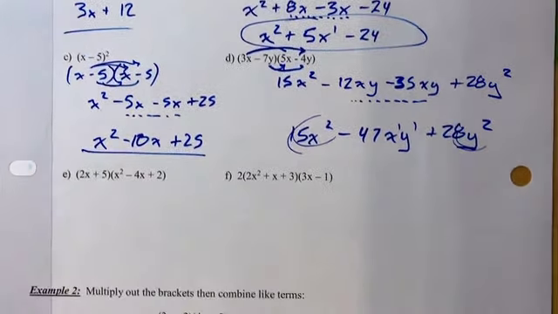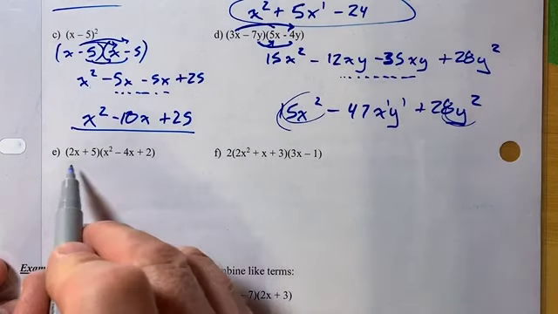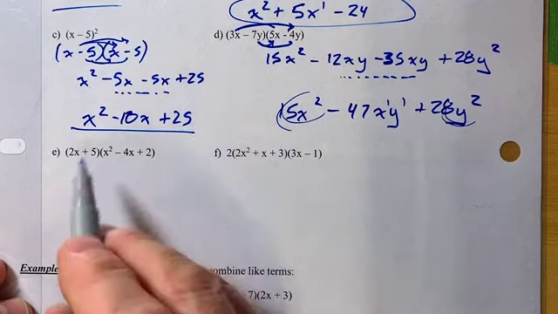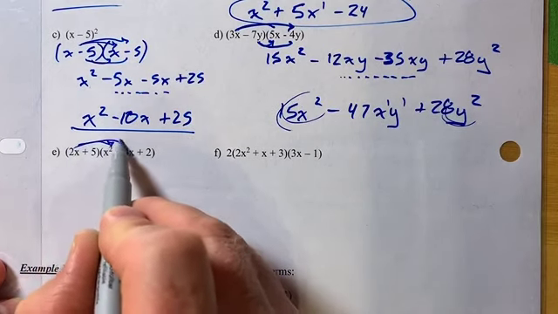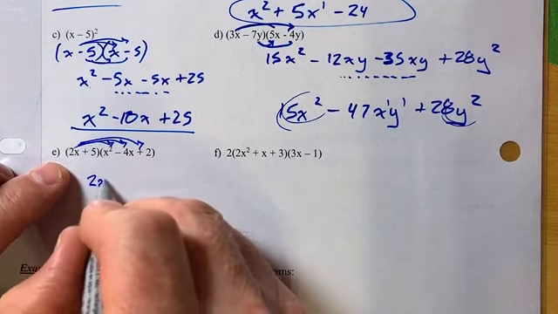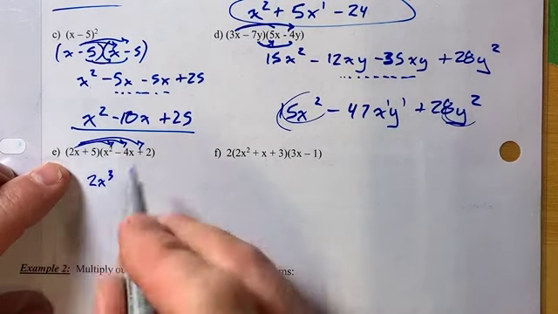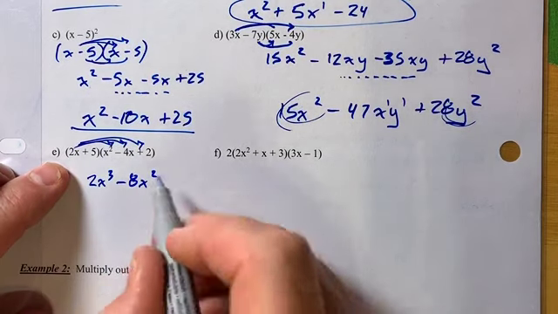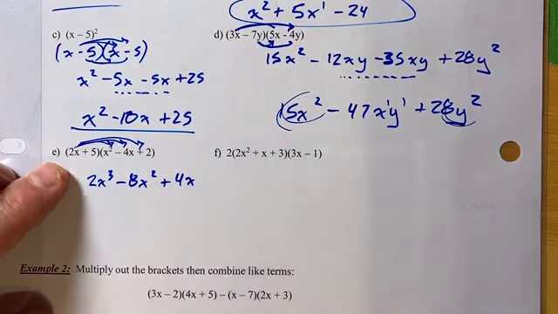Okay. Let's step it up a little bit harder. 2 terms times 3 terms. So this is really going to be, it's not FOIL. Now this is like superFOIL. So 2x times all 3 of them. Whoa. So 2x comes here, I get 2x cubed. 2x comes here, minus 8x squared. 2x times here is plus 4x.